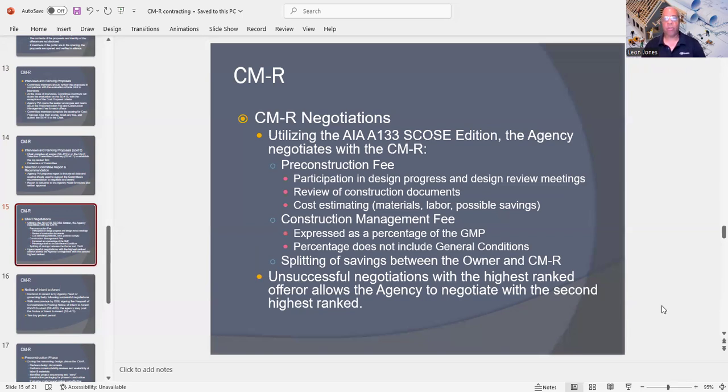And then you're going to have the construction management fee. And that's going to be expressed as a percentage of the guaranteed maximum price, which is the GMP. Now, you have to understand the percentage of the GMP does not include the general conditions. And also, if you have an unsuccessful negotiation with the highest ranked firm, then the offer allows the agency to negotiate with the second highest ranked firm bidding for the contract.